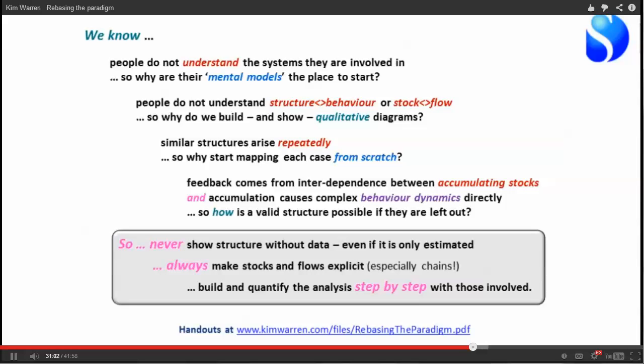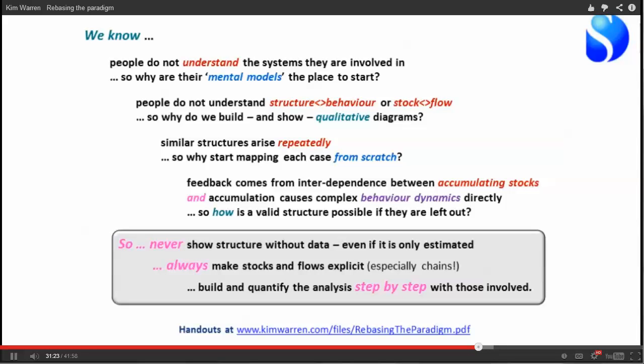They still refuse to do it, but I still beat them over the head about it. Never ever show structure without data. The idea that you can show people a qualitative diagram and that tells them anything at all about how the system works is just a fallacy. So never show the structure without the data.